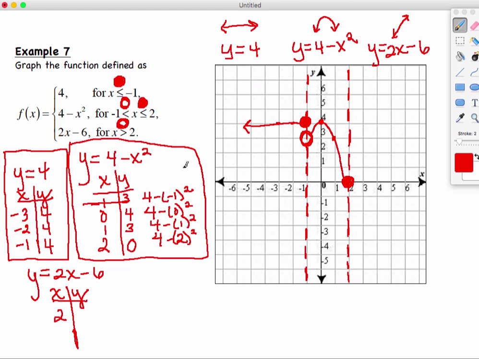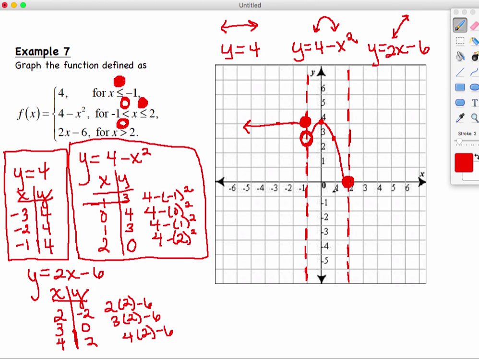And then I only need 2 points to graph a line, but I'll just do 3 anyway. So let's do 2, 3, and 4. Those are all numbers greater than 2. Well, not really, but 3 and 4 are numbers greater than 2. And 2 is actually our little illegal point. And then I'm going to plug in 2 times 2 minus 6, which is -2. And 3 times 2 minus 6, that's 0. And 4 times 2 minus 6 is 2.